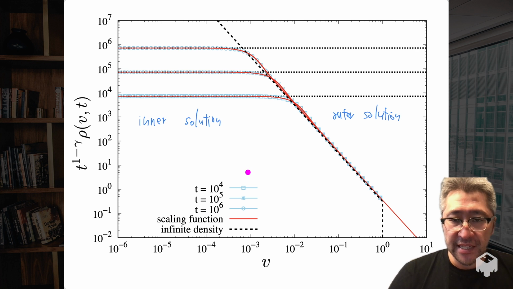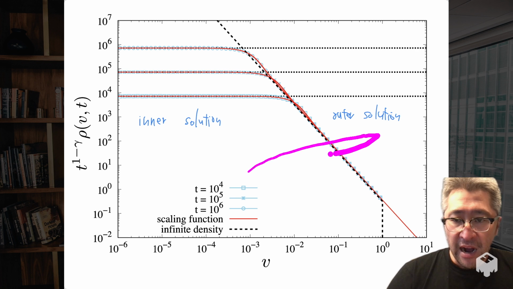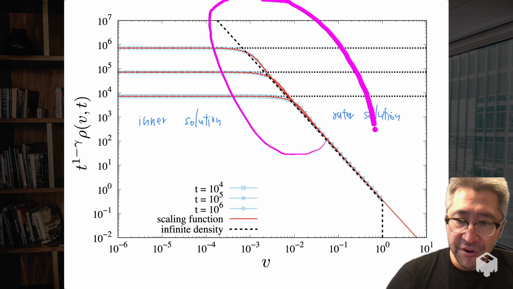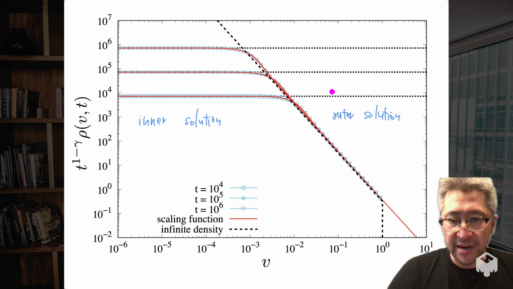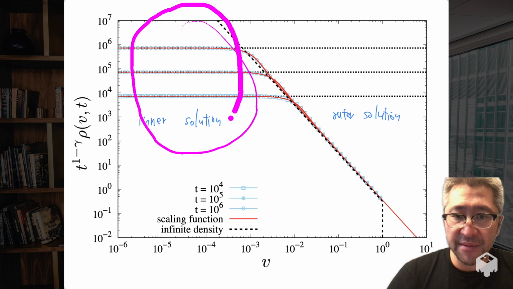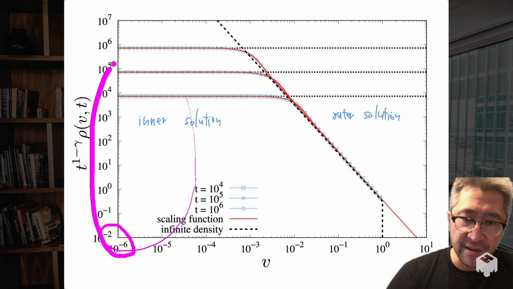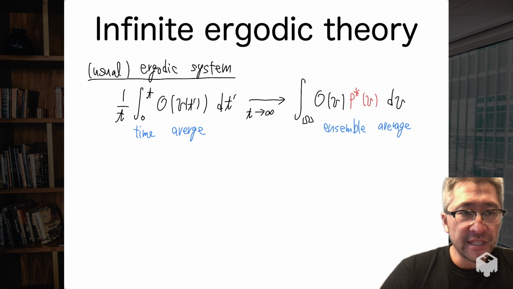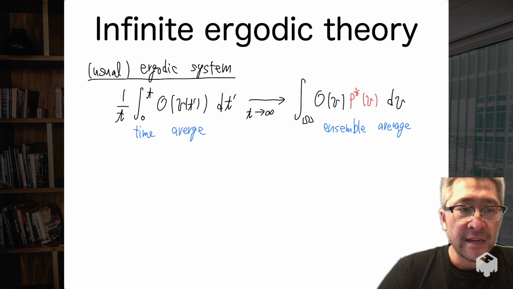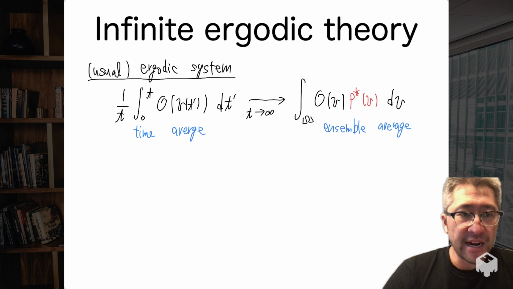So the infinite density appears as the outer solution of the propagator. This solution becomes dominant as time goes to infinity. However, there is a deviation near the origin. We know this steady state is the infinite invariant density. So let's consider the ergodicity of this system.